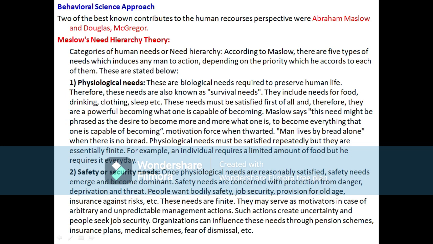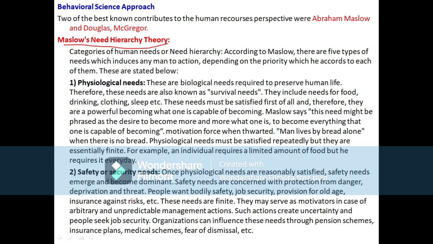If you study under the behavioral science approach, basically two aspects or two theories can be studied. We have more theories also, but under the behavioral science approach we will prominently speak about Abraham Maslow and Douglas McGregor. Here is Maslow's need hierarchy theory. This theory tells about the motivation of an employee, how an employee could be motivated. He divided this according to 5 types of needs.